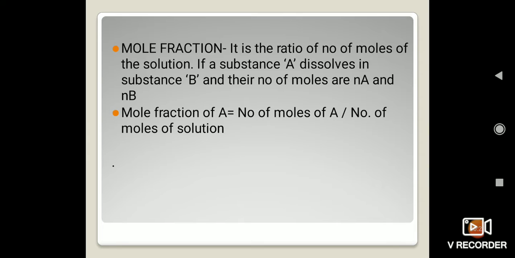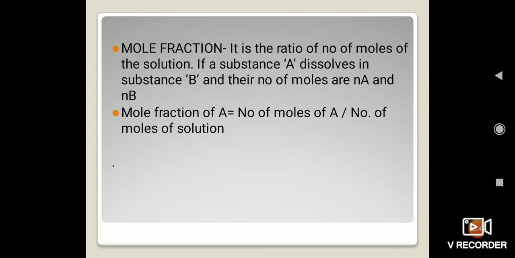Solution, you all know very well, is formed when two or more substances are mixed, or you can simply say when a solute is mixed in a solvent it forms a solution. It can be two or more than two. So mole fraction is the ratio of the number of moles to the total number of moles of the solution.